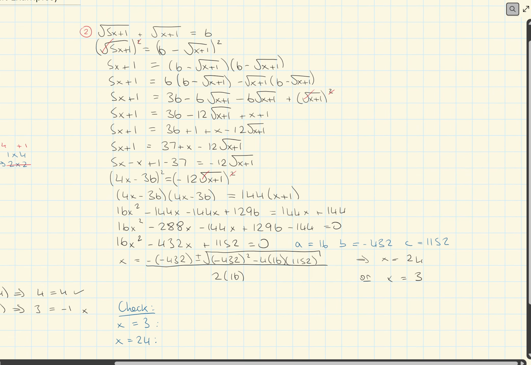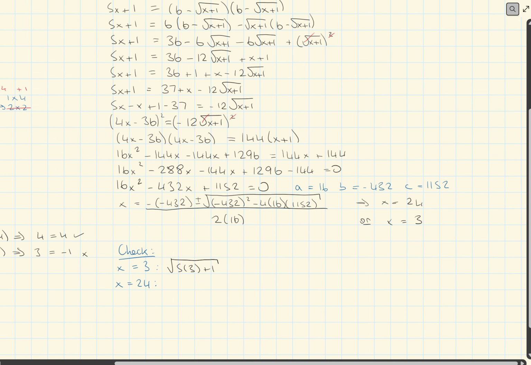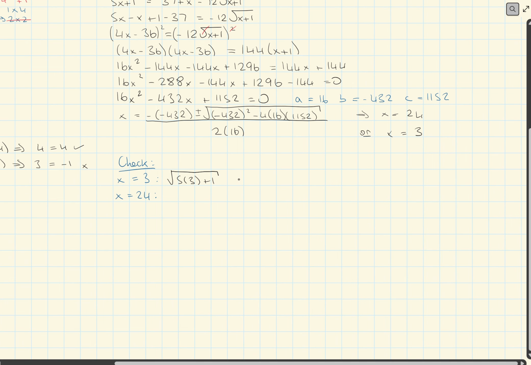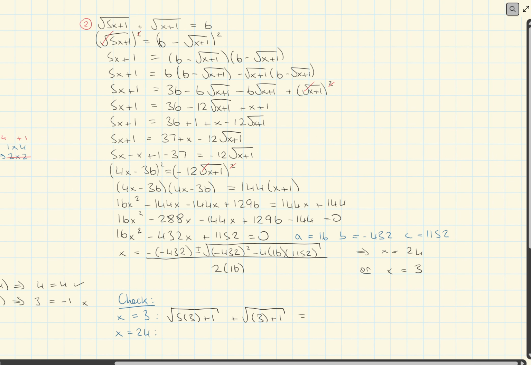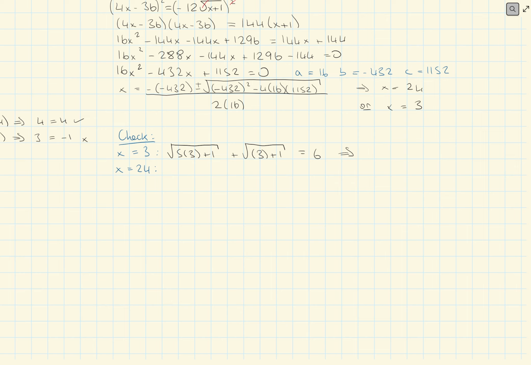So we have x equals 3 and x equals 24. And we're subbing into the original equation, so that's root of 5 times x plus 1 plus root of x plus 1 has to equal 6. And again, just brackets when we're subbing in. All of the left side we put into the calculator. So 5 times 3 plus 1 come out of the root, open a new root, 3 plus 1. So left side gives me 6 is equal to 6.